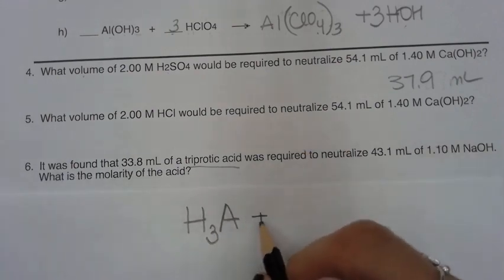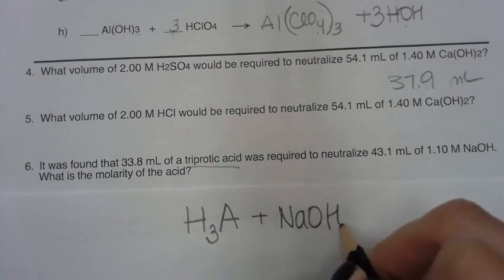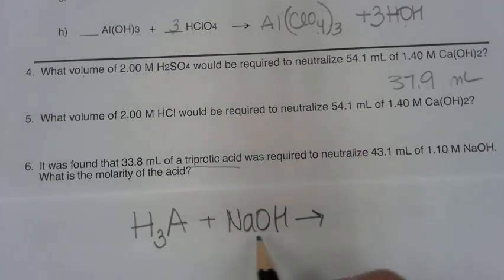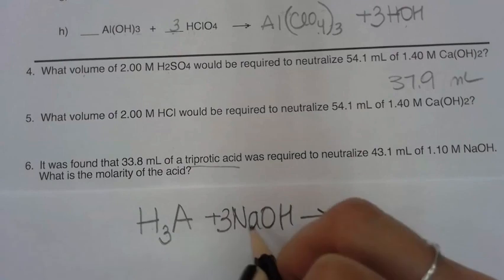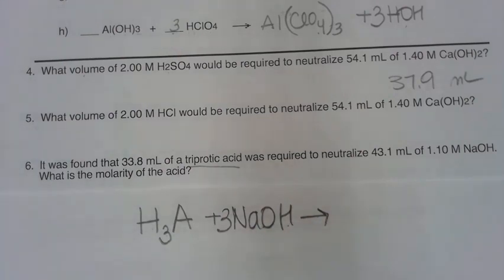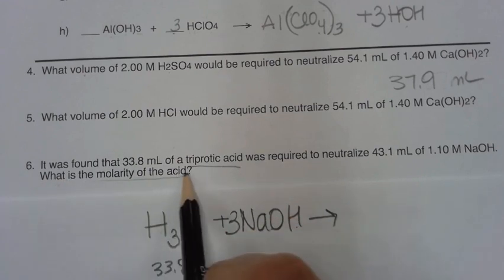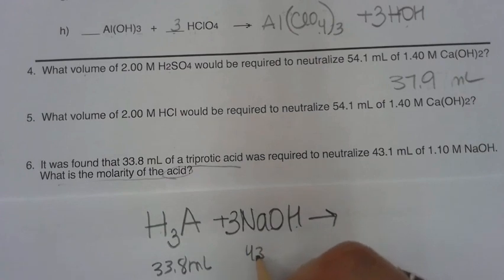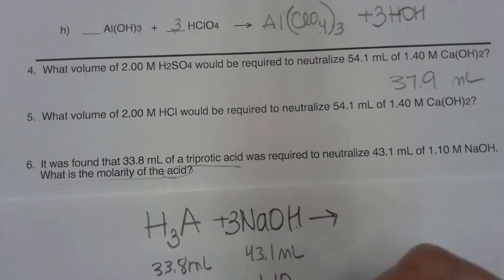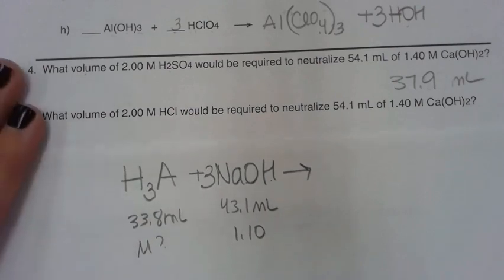So I'm going to take that, add my NaOH to it. I need to figure out what's over here so I can balance it. I do know that if I have 3 here, I'm going to need 3 OHs to go with it. So if I wanted to stop at that point, that's really all I need in this problem. Because it says I have 33.8 milliliters of this. What is the molarity of the acid, if it neutralized 43.1 milliliters of 1.10 molar?